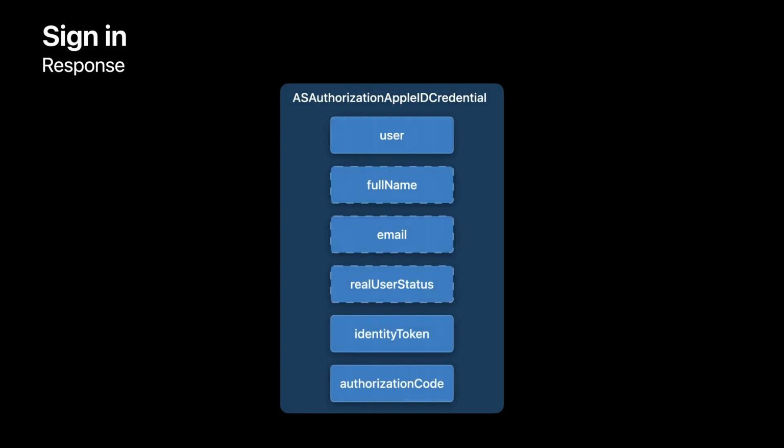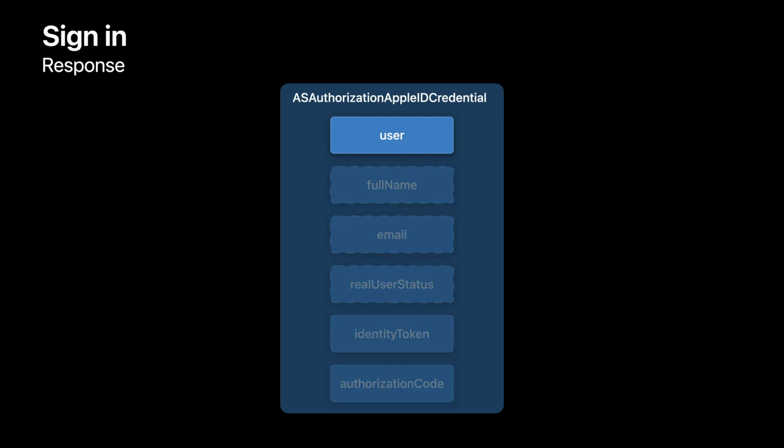As you know, the response you get after a successful authorization using sign-in with Apple is an ASAuthorizationAppleIDCredential object. It contains values like user, full name, email, real user status, identity token, and authorization code. I'll cover each of them briefly. User is a unique and stable identifier. It is the same identifier across all the apps in your developer team. Use this to uniquely identify a user in your system.